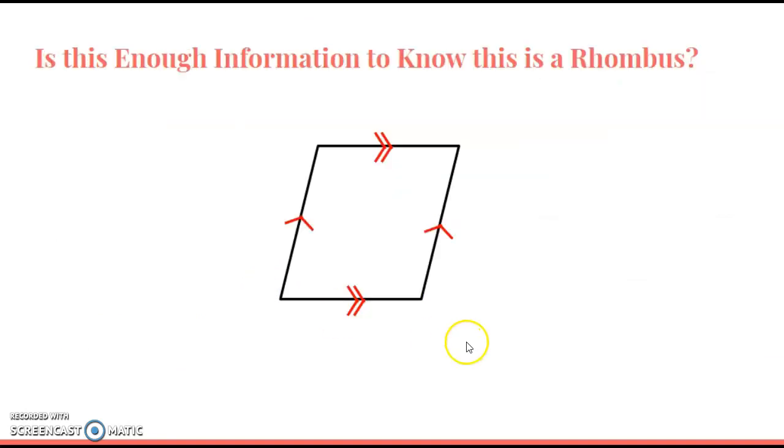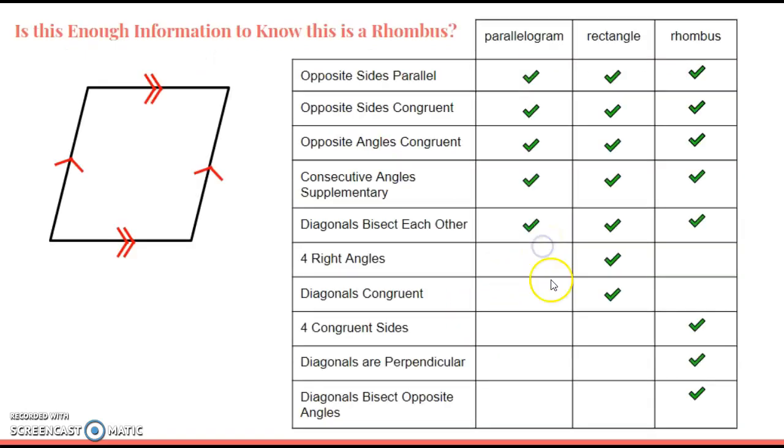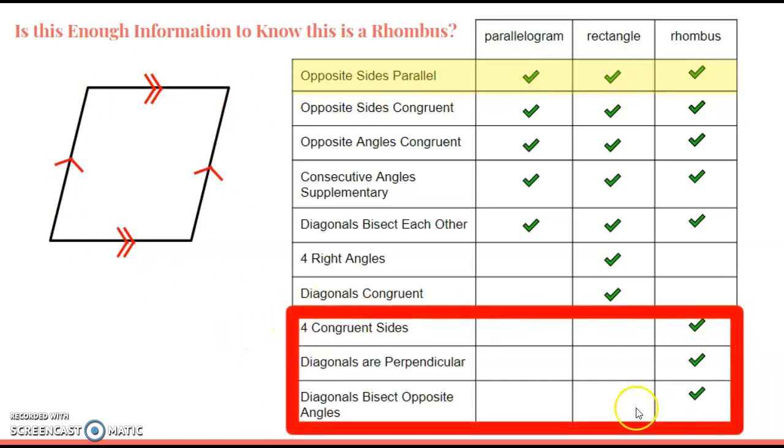Let's see, what about this one? Is this enough information to know that this is a rhombus? Well, let's bring up the chart and ask, what do I know about this shape? What is marked? And I can see these arrows, and that's talking about parallel sides. So I can see that the opposite sides are parallel. Now, that's true for parallelograms and rectangles and rhombuses, because these are just special kinds of parallelograms.